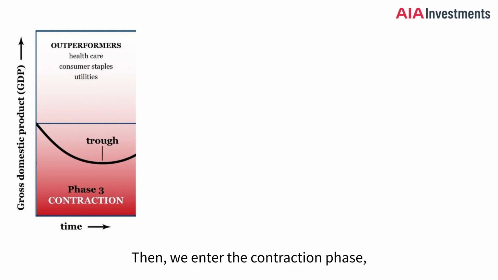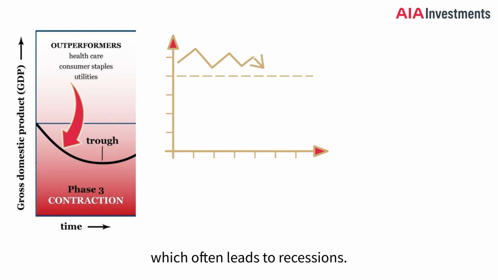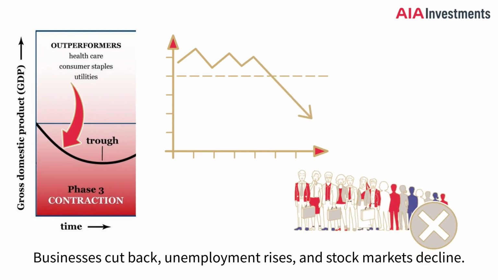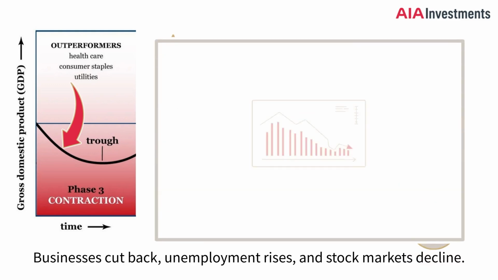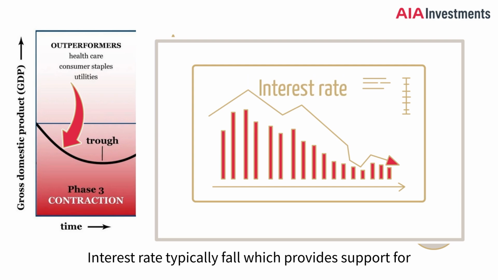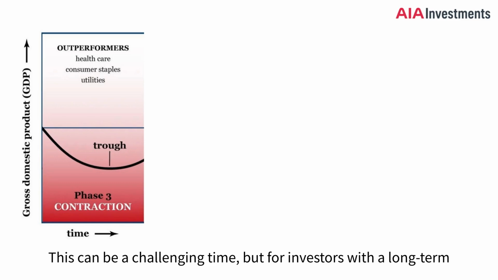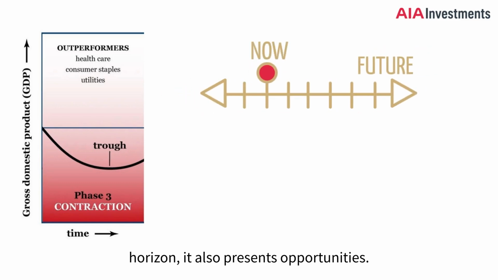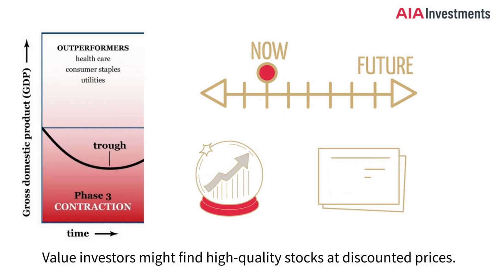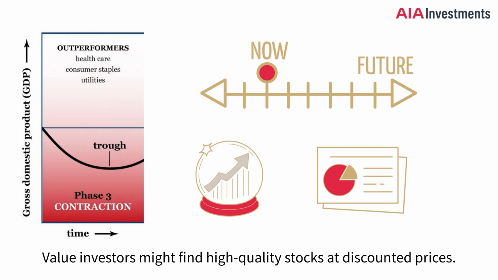Then we enter the contraction phase, which often leads to recessions. Businesses cut back, unemployment rises, and stock markets decline. Interest rates typically fall, which provides support for investment-grade and government bonds. This can be a challenging time, but for investors with a long-term horizon, it also presents opportunities. Value investors might find high-quality stocks at discounted prices.